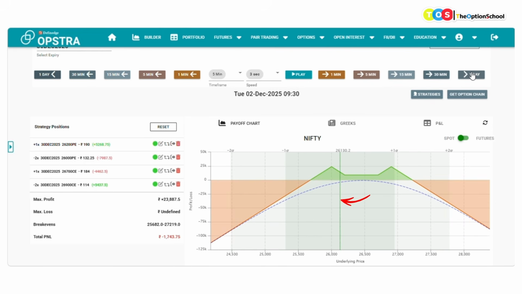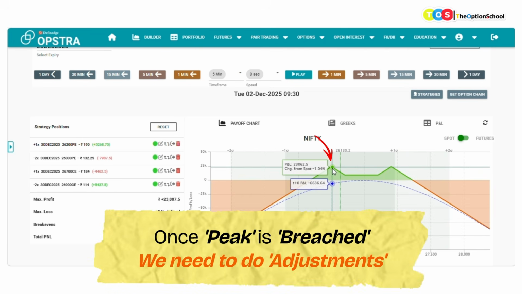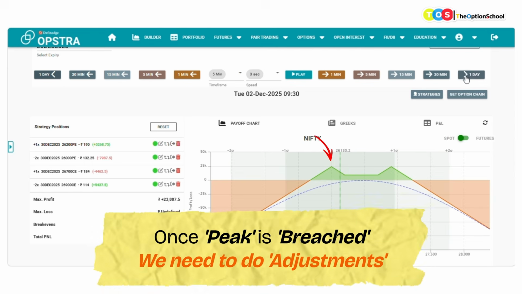Now let us see what happens next day. Okay, the market has gone down a bit and we are having a loss of 1743. Still I am okay because this peak is not reached. Once this peak is reached, then definitely we need to do some adjustments.